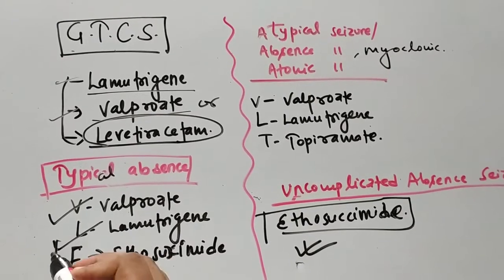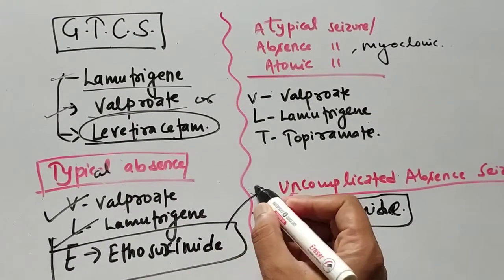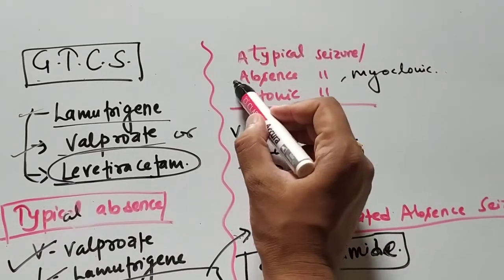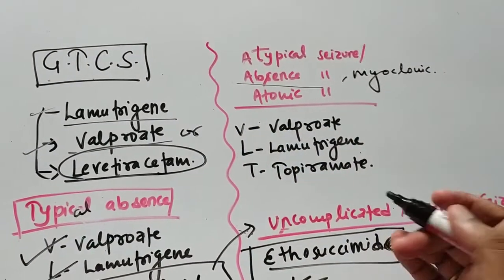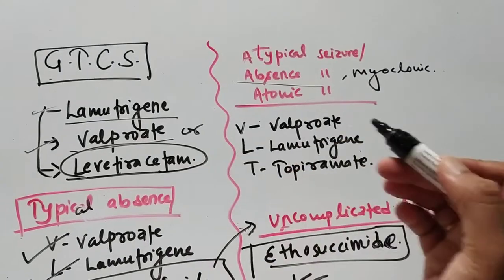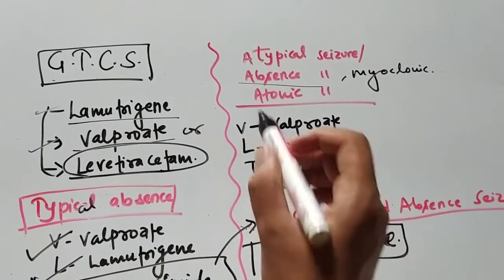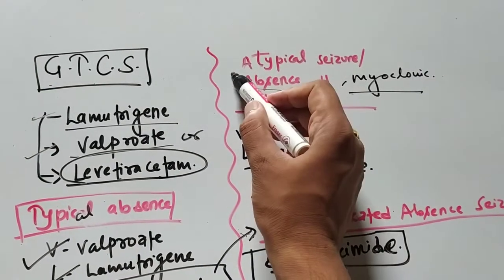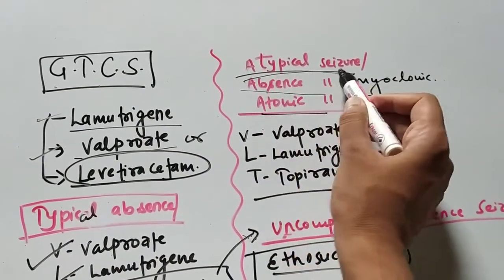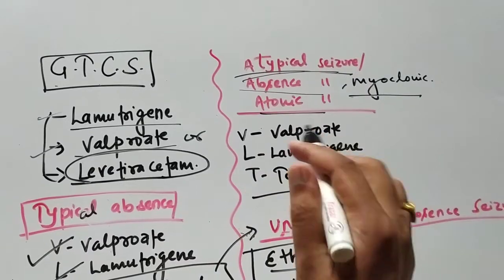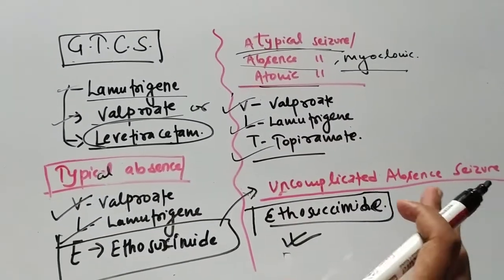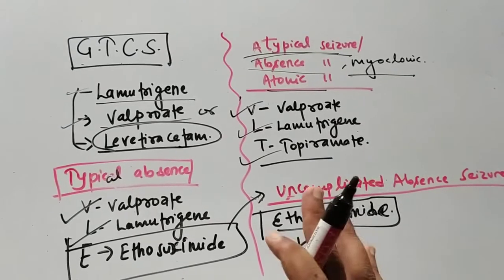And this ethosuximide I have written for basically uncomplicated absent seizure. But for the absent seizure that is atypical, you can go for valproic acid, lamotrigine and topiramate. So for the atonic seizure or the myoclonic seizure or the atypical absent seizure, or any seizure, you can use valproic acid, lamotrigine, topiramate. So these are basically the drugs of choice, according to the Harrison book.